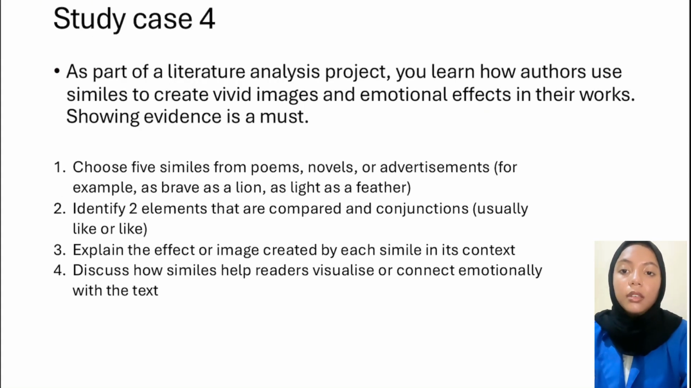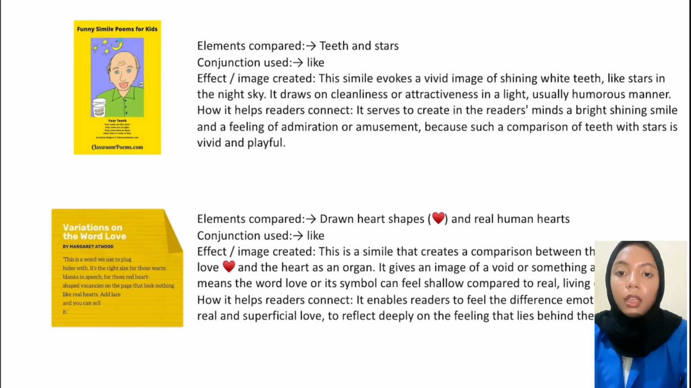And next, study case 4. First, I have teeth like stars. Element compared, teeth and stars. The conjunction used is like. Effect or image created: this image evokes a vivid image of shining white teeth like stars in the night sky. It draws on clean lines of attractiveness in a light, usually humorous manner.